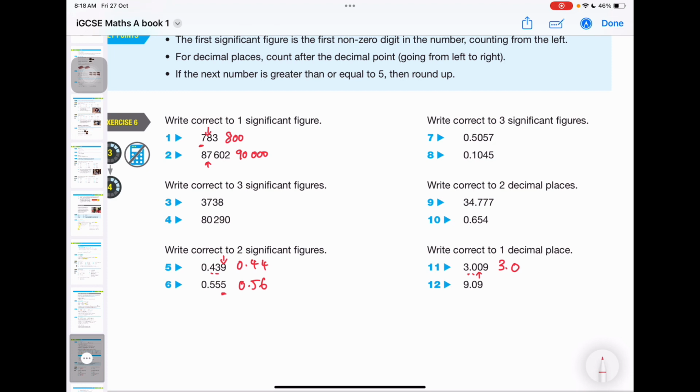Some of you might be thinking, 3.0, isn't it the same thing as just writing 3? However, for scientific calculations, you are required to write 3.0. Otherwise, your accuracy or your precision will be off and you will get marked off for your science. But in this case, it's math, so you just have to show that it's 3.0 rather than 3. Next, 9.09. Similarly, it is 1 decimal place. We look at the second decimal place to decide. In this case, 9 is greater than 5, so our answer is 9.1.